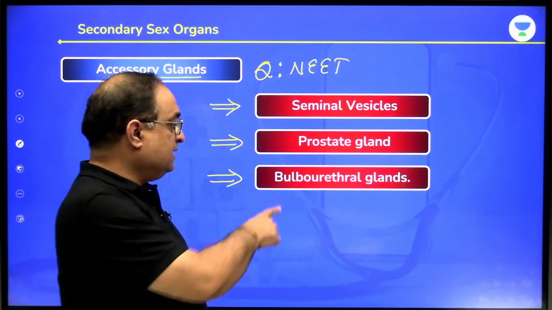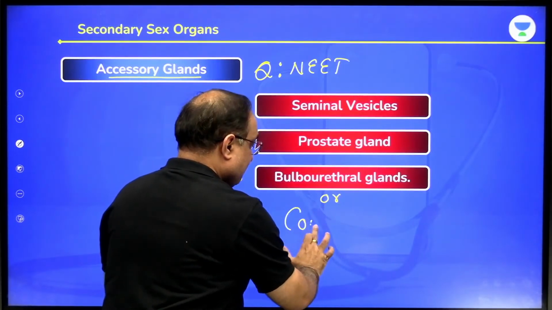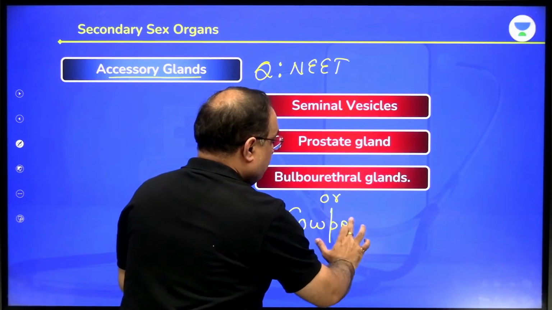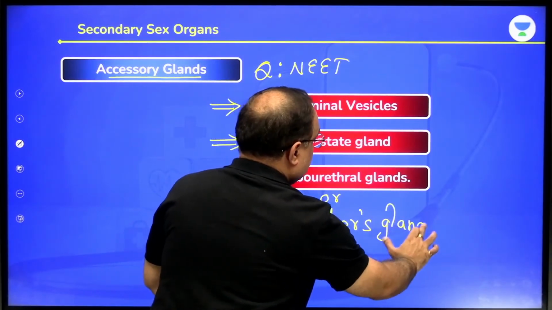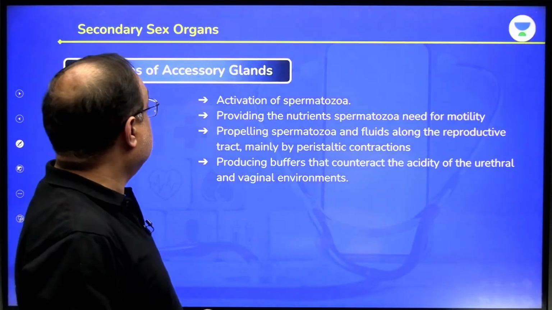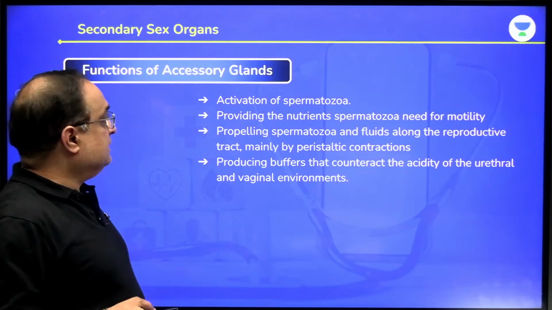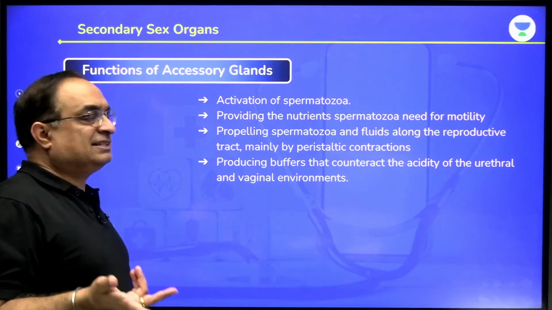Corpus glands, absolutely right. These are also called accessory glands. Right? Will you remember? Male accessory sex glands. So first, I'll tell you in general what the functions of these accessory glands are.